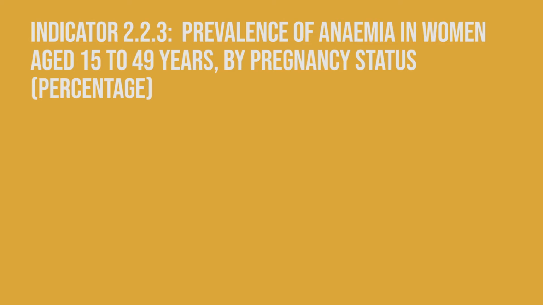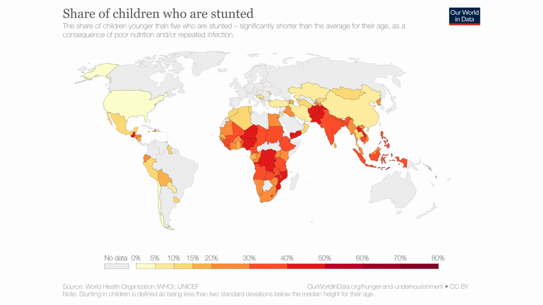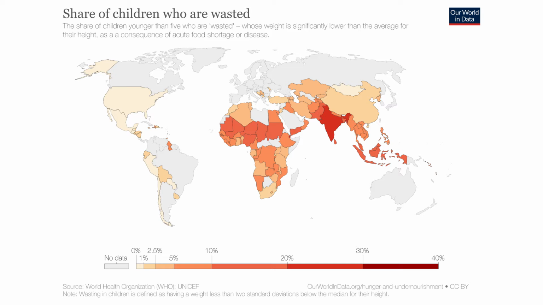Indicator 2.2.3 measures the prevalence of anemia in women aged 15 to 49 years by pregnancy status in percentage terms. We looked at the definition of malnutrition in the previous video. Stunting is the prevention of the development of height in a child due to malnutrition, often caused by diarrhea or infection by parasitic worms from living in conditions characterized by unsanitary drinking water, open defecation in the absence of toilets, and sewage systems. Wasting means the progressive loss of muscle and fat tissues.